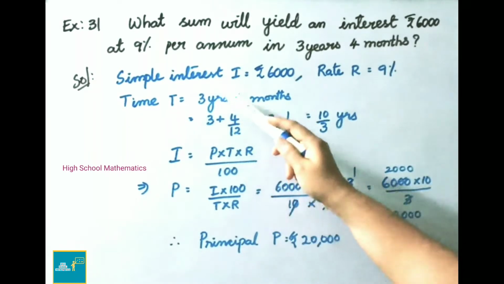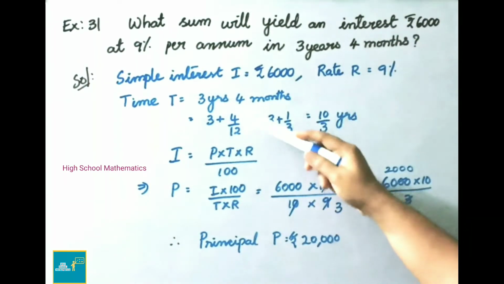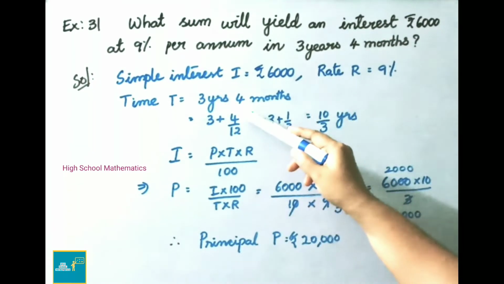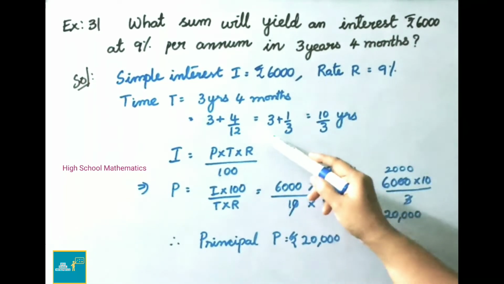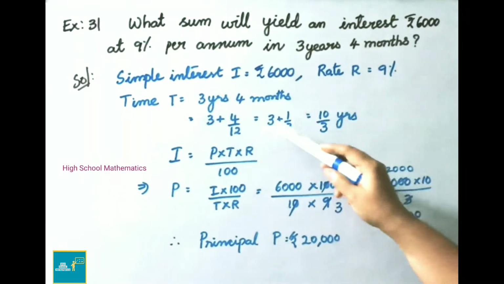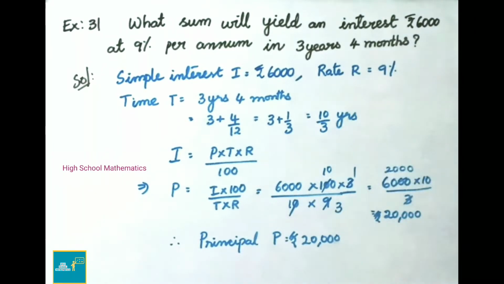That equals 3 years plus 4 months. We know 1 year has 12 months, so 4 months can be written as 4 by 12. That equals, 4 table, 4 ones are 4, 4 threes are 12, so 1 by 3. So that equals 3 plus 1 by 3. If we take LCM, 3 threes are 9, 9 plus 1 is 10. So time is 10 by 3 years.